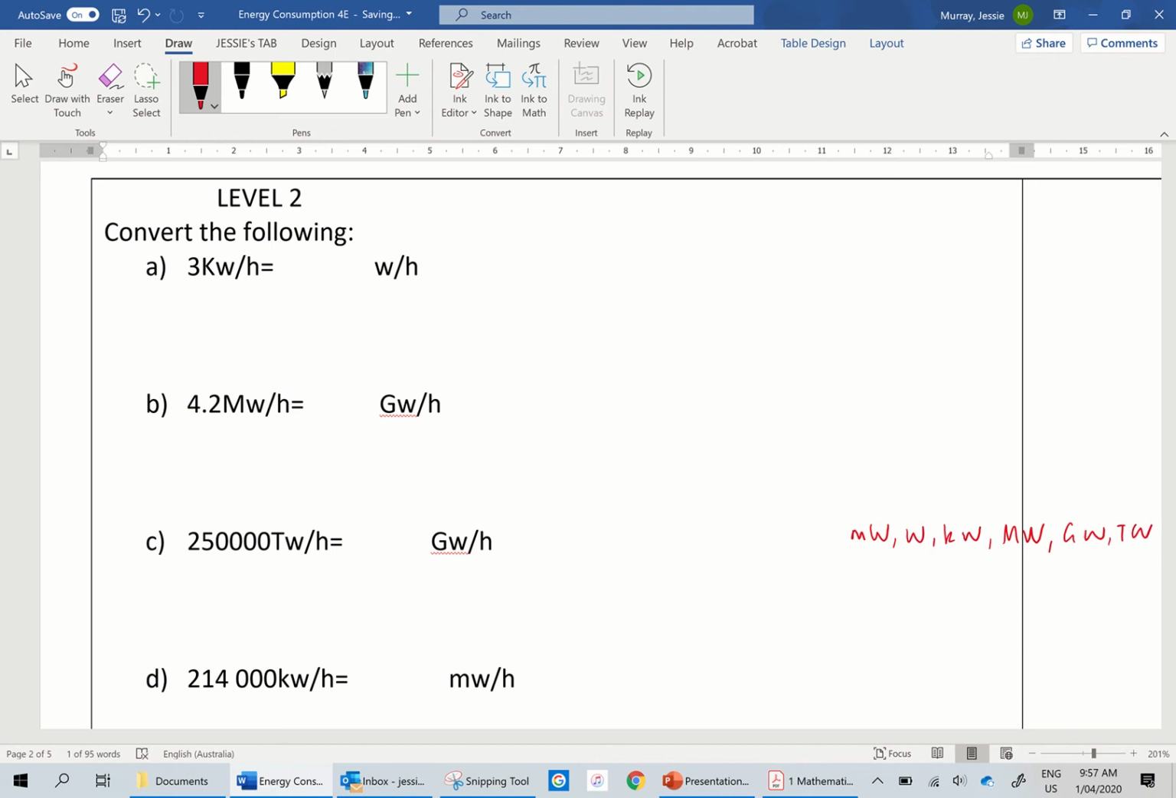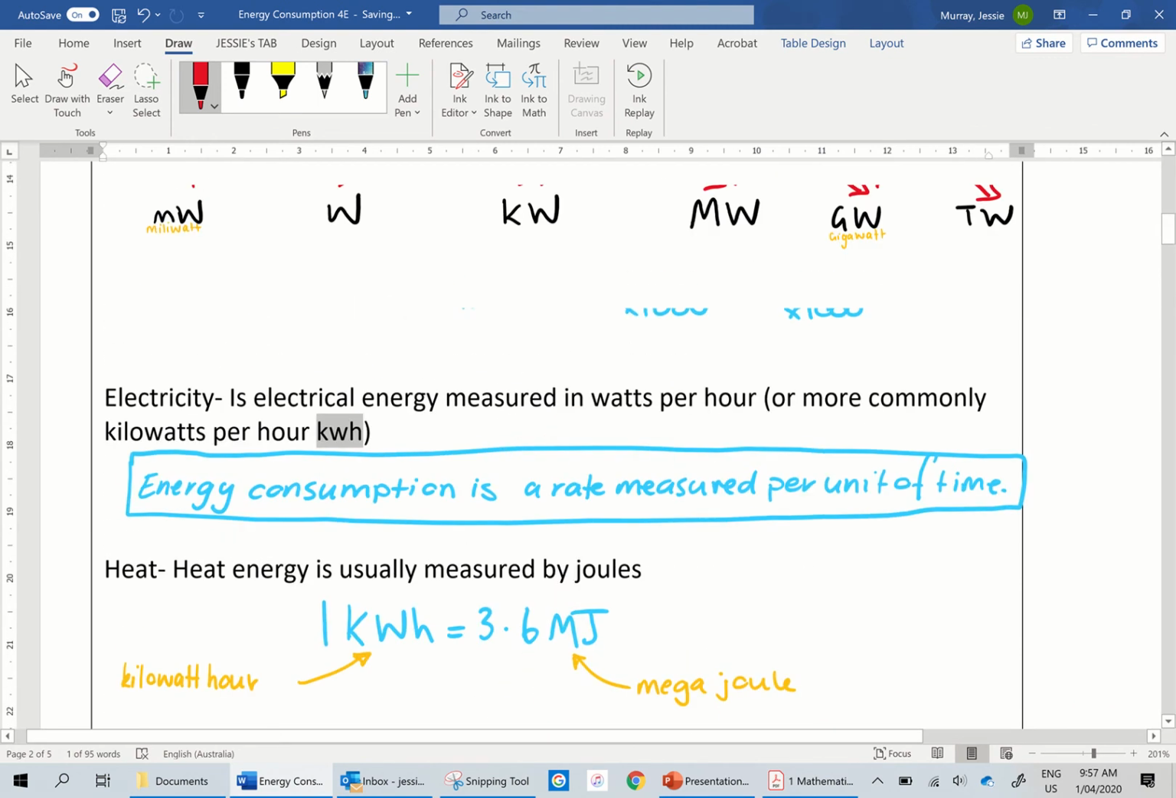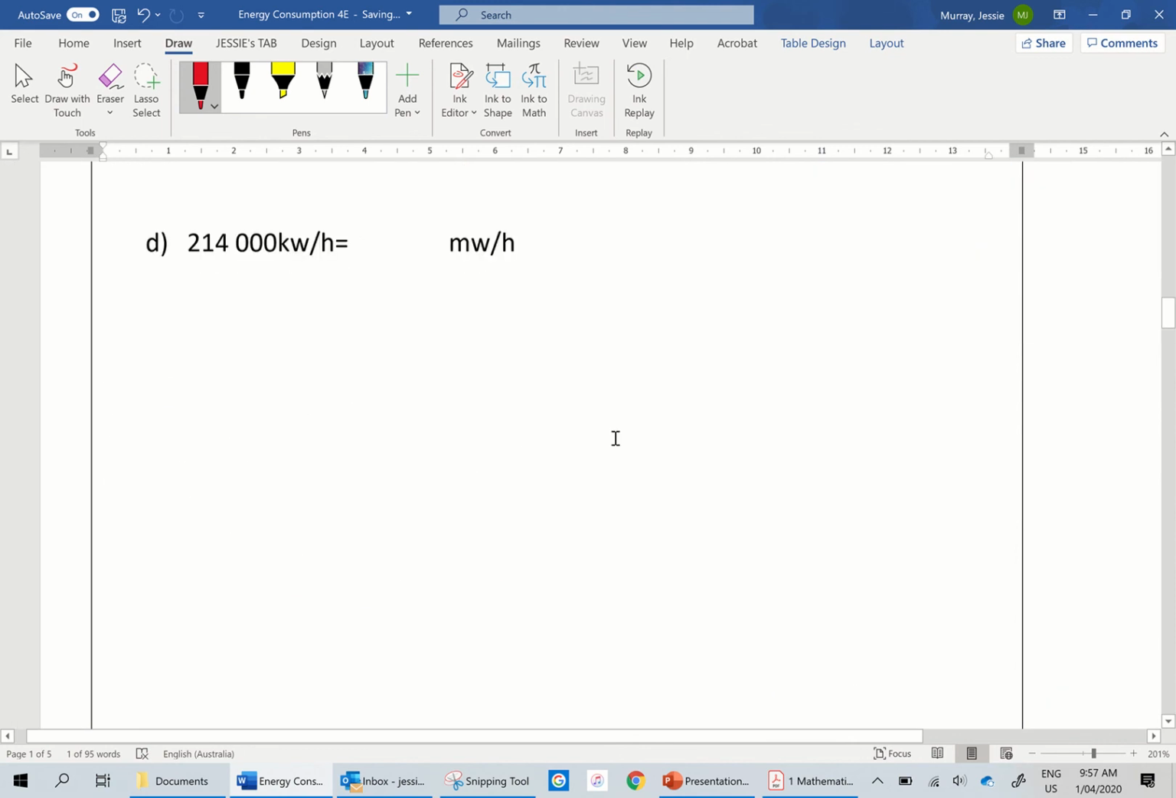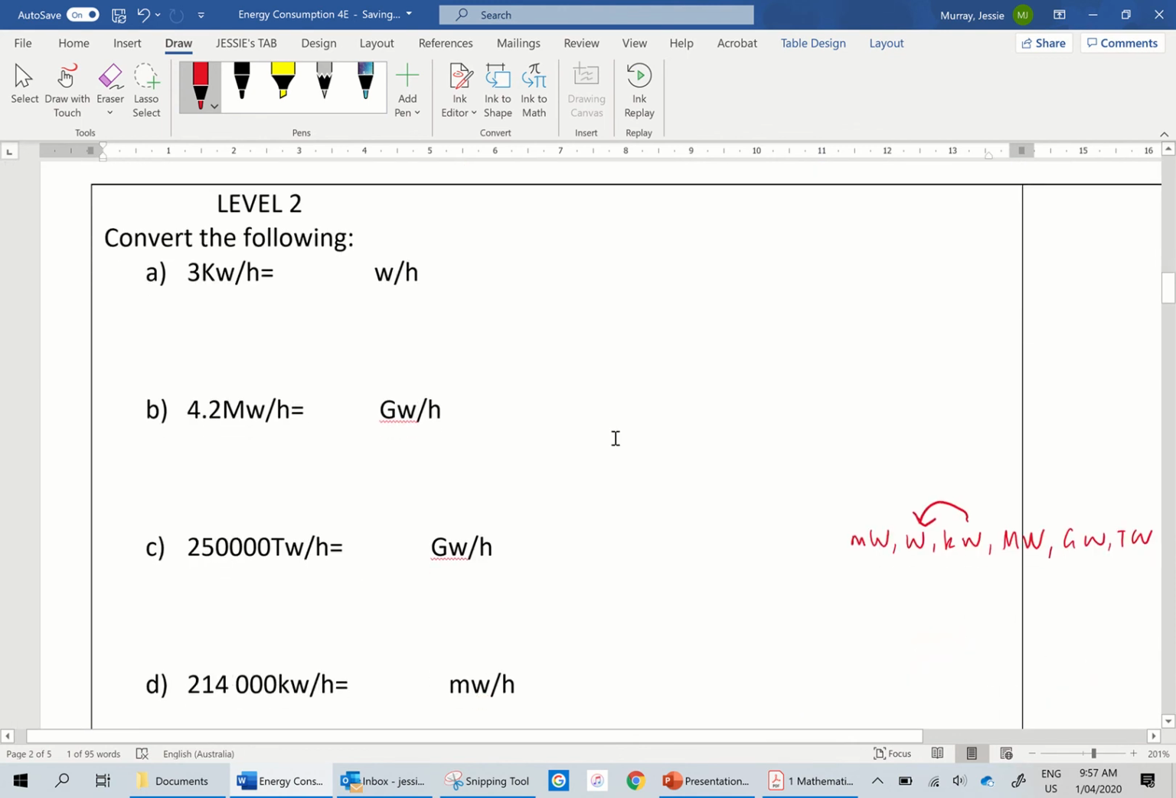Because if I know that order, all I know is that each one is 1,000 lots of the one before it. Okay, so now what I'm going to do is go, 3 kilowatt hours, how many watts? So I'm going from kilowatts back to watts. And I know by coming back up here, if I need to go from kilowatts to watts, I follow the blue arrow and I'm going to multiply by 1000. All right. So I'm going to write multiplied by 1000.